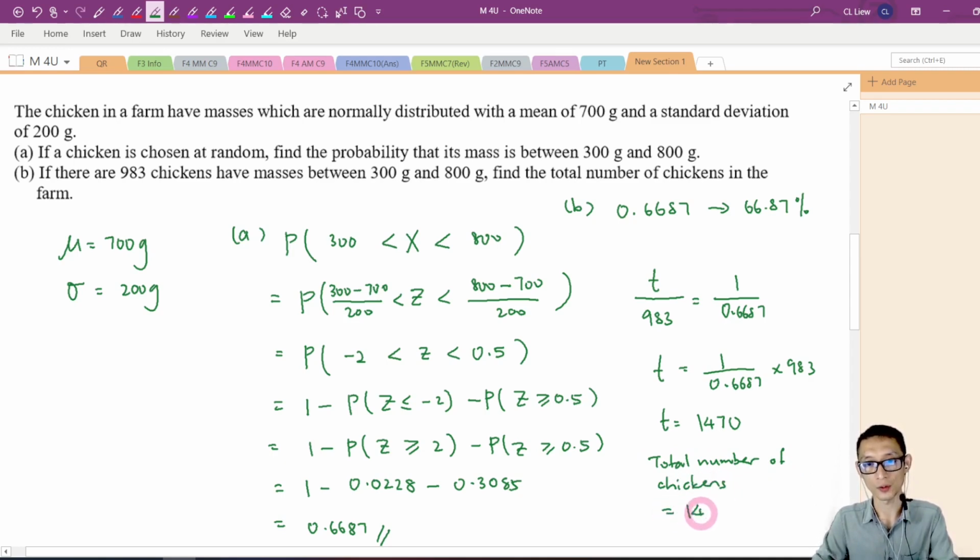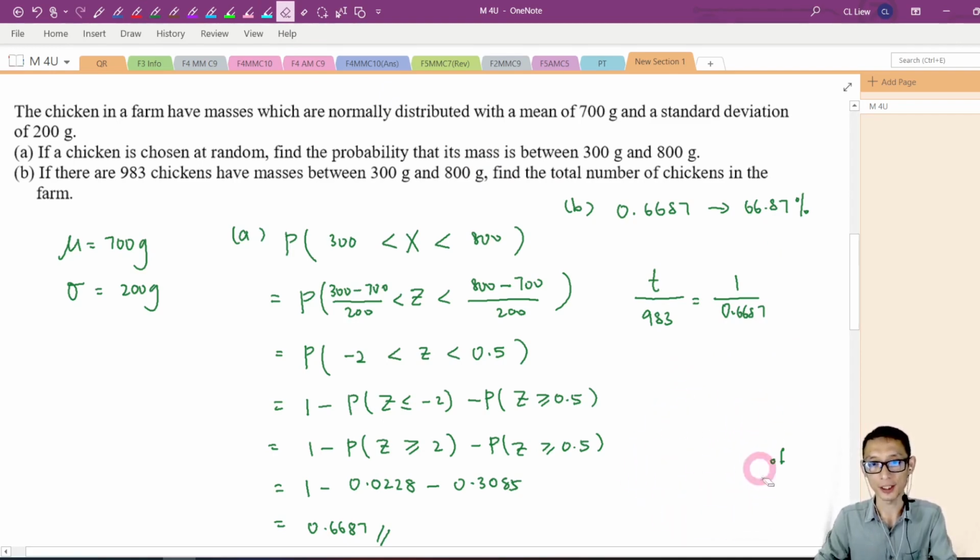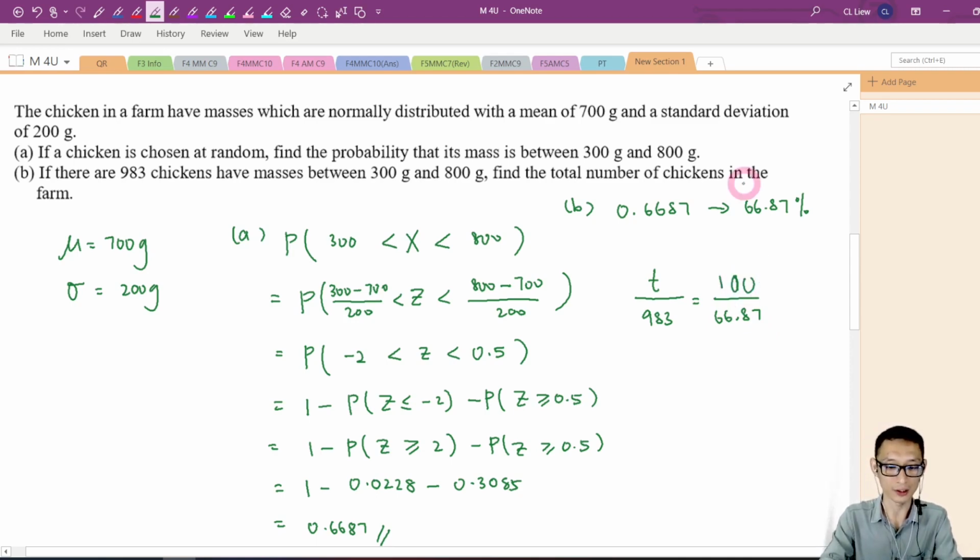is equal to 1470. So let's say if you want to use percentage, it's still the same, you will get exactly the same answer. Percentage, then it will be 66.87%, and here will be 100%. Try pressing your calculator: 100 divided by 66.87, and then times 983. You will still get the same answer, which is 1470.